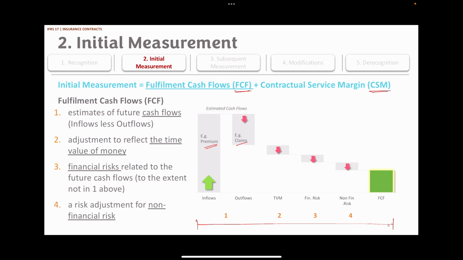There will be outflows because of claims. There will be outflows expected from servicing, or the cost of servicing, the insurance contracts. And because this is over a period of time, there will be a reduction for time value of money. And then there are adjustments for two other types of risks: financial risks and non-financial risks. Financial risks could simply be credit risks, for example. Non-financial risks are a measurement or an estimate of uncertainty around amount and timing of future cash flows. The net cash flow after all these adjustments is the fulfillment cash flow.